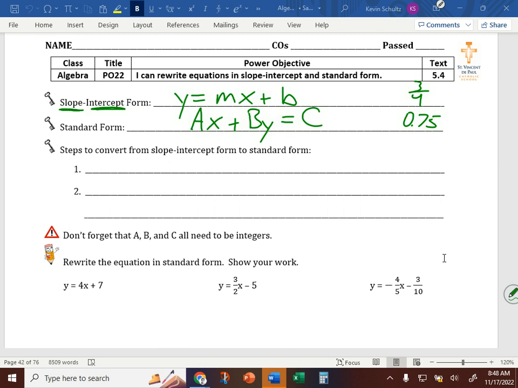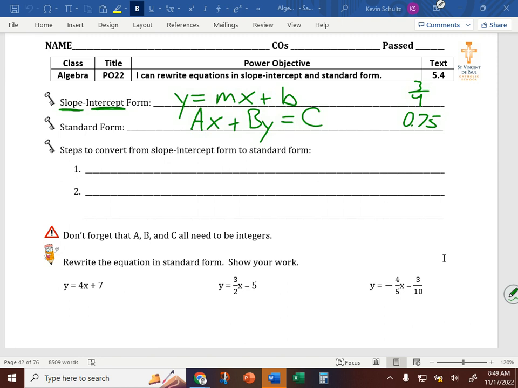So, steps to convert from slope-intercept form to standard form. Before we do this, what is the difference between slope-intercept and standard form, particularly the location of the variables? What's different? Nathan? X and y are on the left side. Yes. The primary difference, variable-wise, is that in slope-intercept form, y is by itself, and in standard form, the x and the y are on the same side. So that's one thing we have to achieve here.